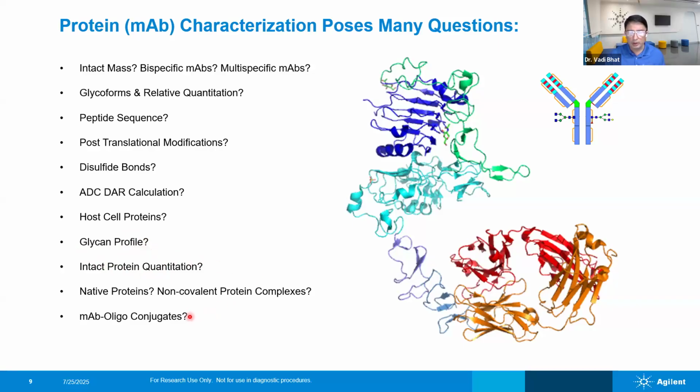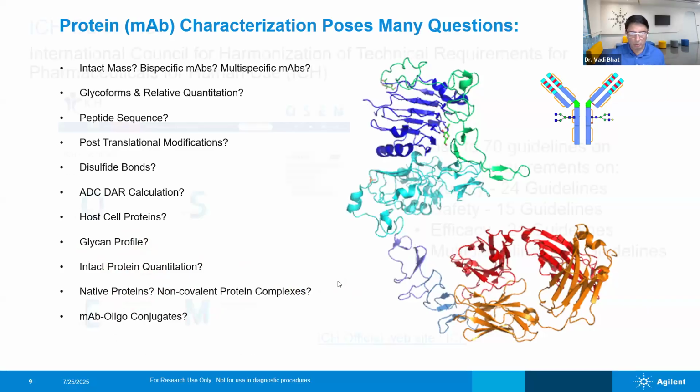And of course, nowadays people are talking more about native analysis of the proteins, particularly in mass spectrometry. We will look into some of these things in coming slides. And also non-covalent protein complexes, which people are also looking into. There are many questions, not only these, but many other questions.